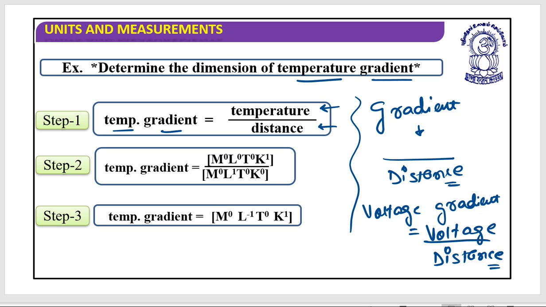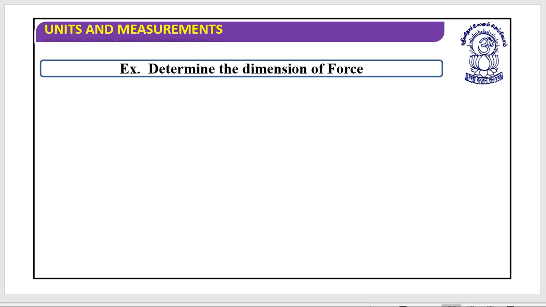So temperature would come into the category measured in Kelvin. So this is m0 l0 t0 k1. Distance, you know, is length, so it would be m0 l1 t0 k0. So here it is m0, l0 minus 1, that is l to the power minus 1, t to the power 0, k to the power 1 minus 0, and m would be 0 only. So this comes to m0 l minus 1 t0 k1. Clear? Let's move on.